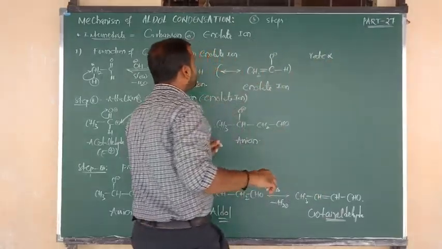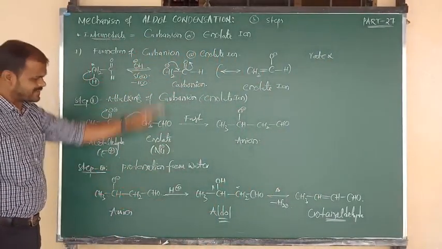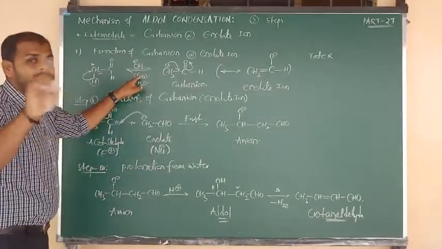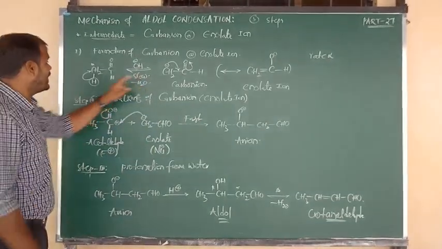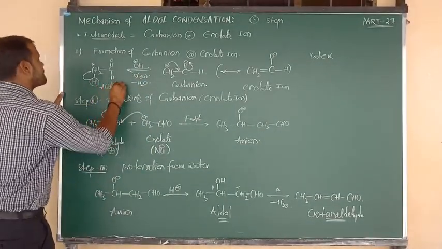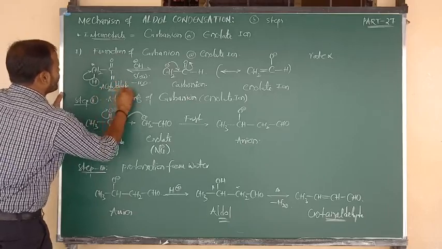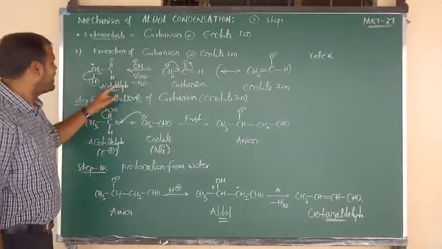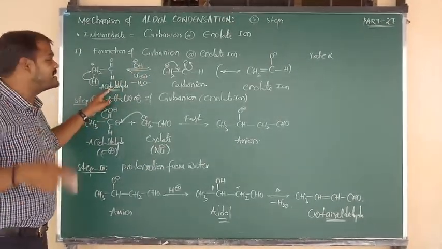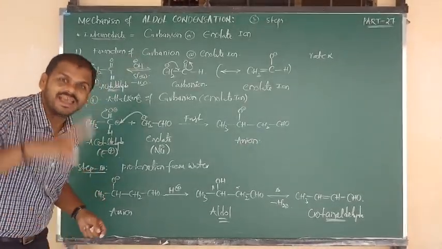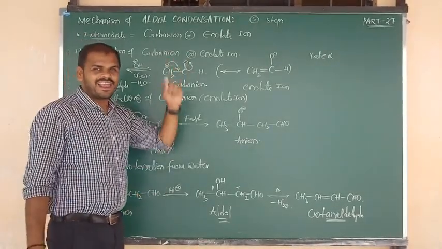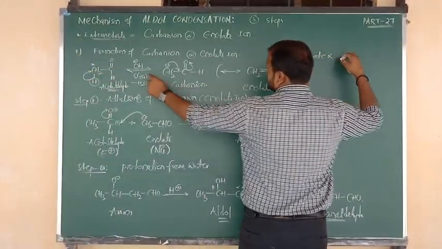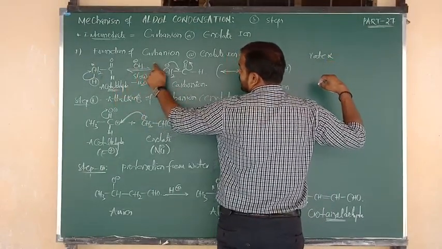As per this mechanism, rate always depends upon the slow step. So in the slow step, how many molecules are involved? 2 molecules are involved. One is acetaldehyde, and one more is the OH minus, nothing but base. So it acts as nucleophile, and the other acts as substrate. Rate depends upon 2 molecules, so we can say it is an SN2 reaction. So aldol condensation follows which mechanism, beta? SN2 reaction.